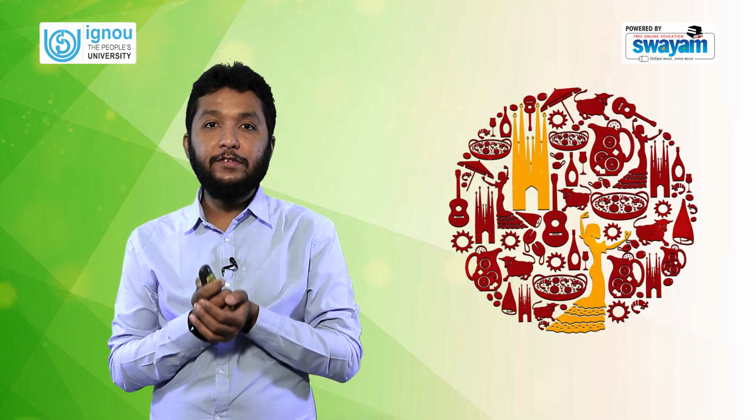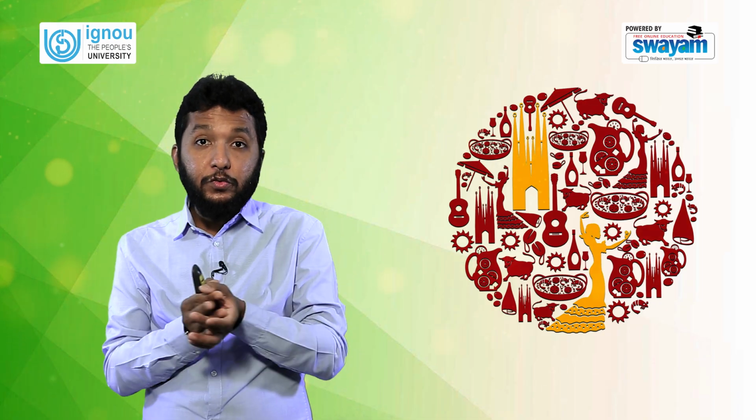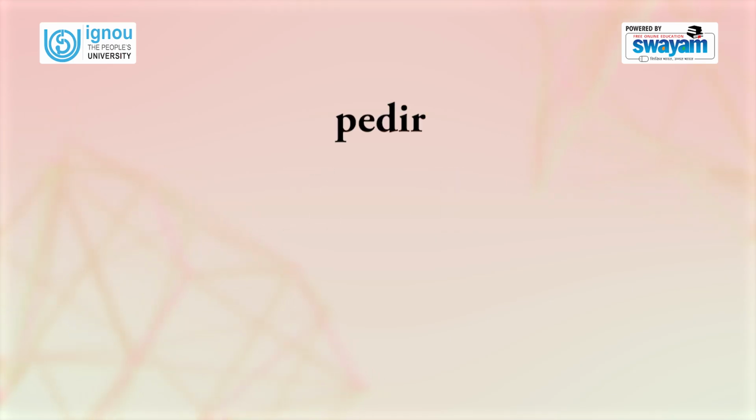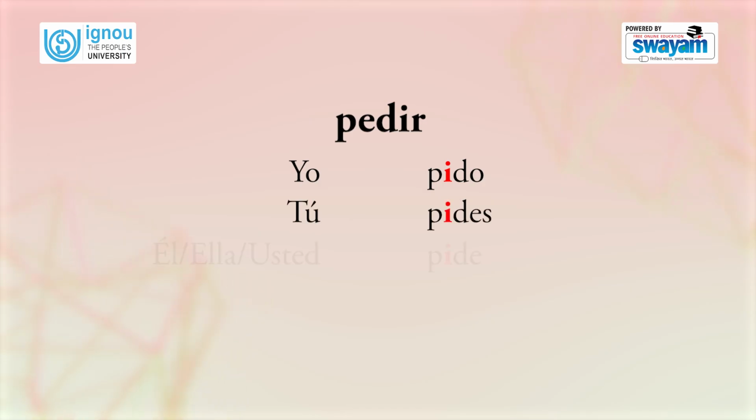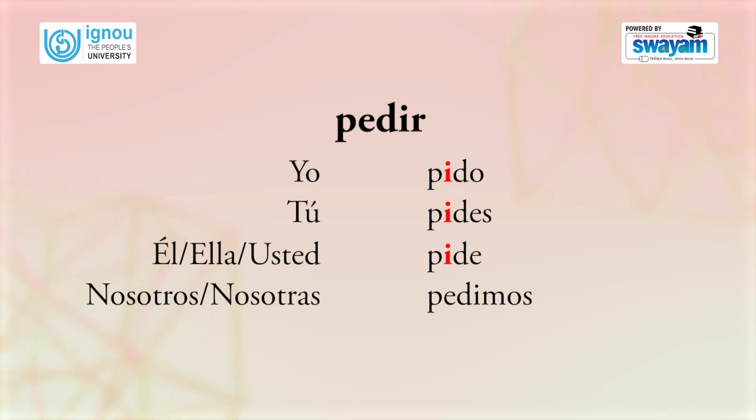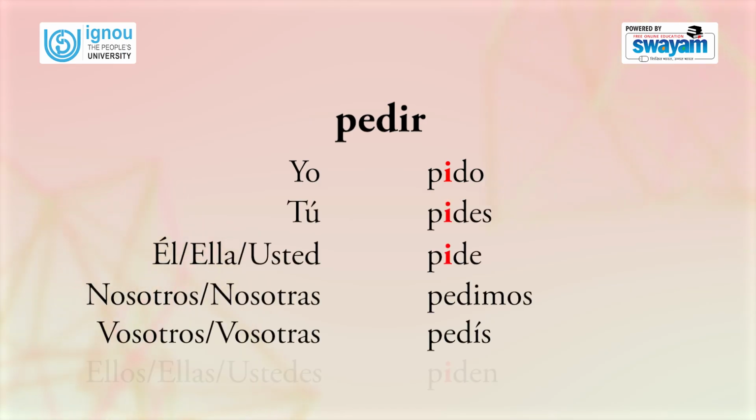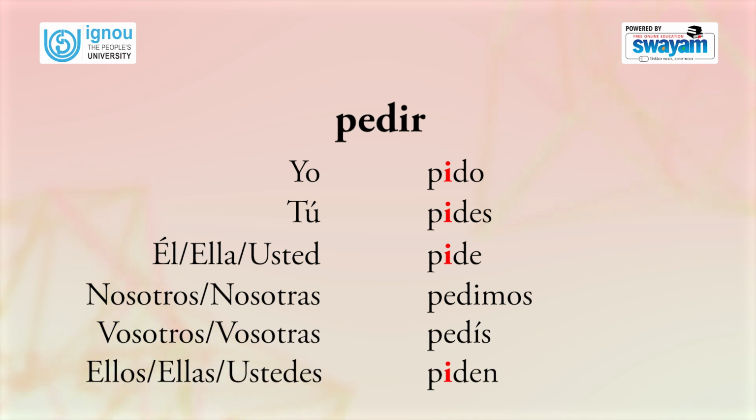Ir verbs with the stem vowel E change to I, right? Chicos, please make note of this fact. Los verbos que terminan en ir con el cambio vocálico en la raíz E cambian a I. Por ejemplo, pedir, to ask for or request, is yo pido, tú pides, él y usted pide, nosotros pedimos, vosotros pedís, ellos y ustedes piden.